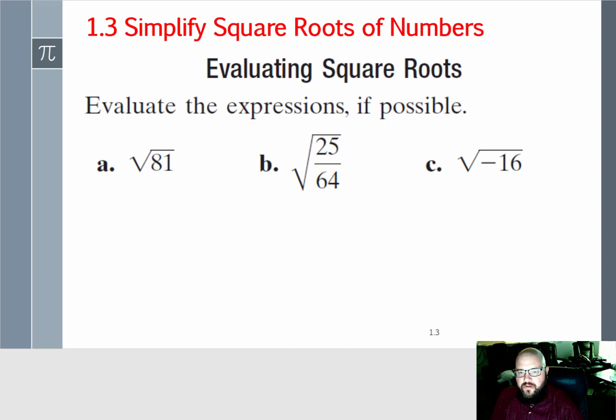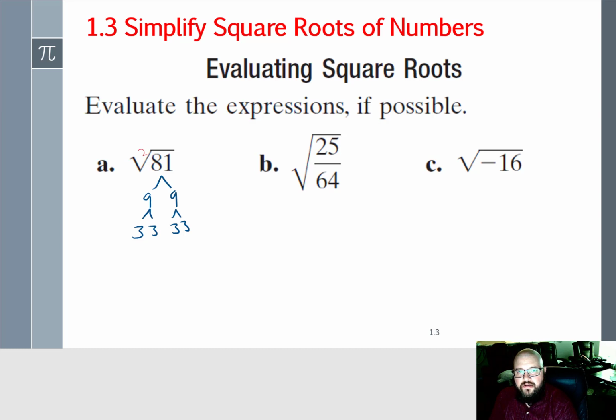So if we have the square root of 81, some of y'all may see that right away, some of you may not. Again, the easiest thing to do is a tree, okay? It goes down to the prime numbers, right? So we know that 9 times 9, and then we could break a 9 down, right? Because the 9 is 3 times 3. And then because of the square root, there's an imaginary 2 right here.